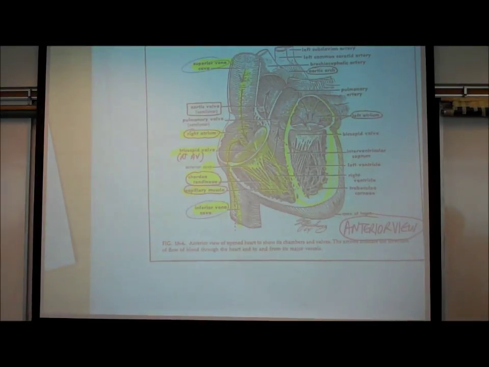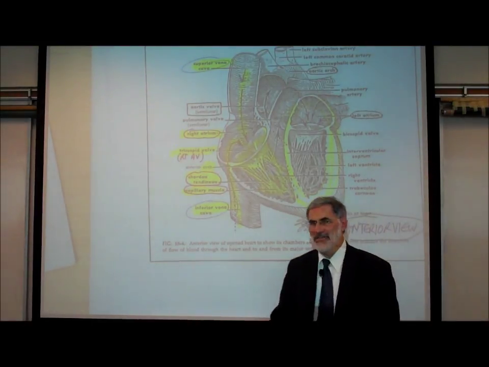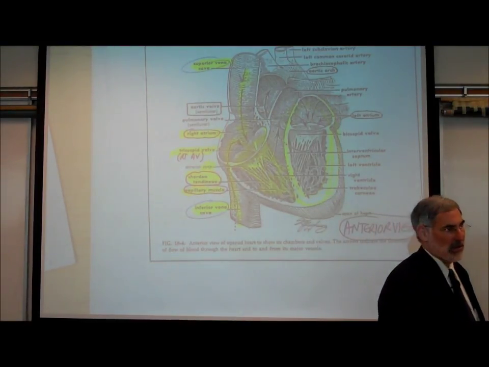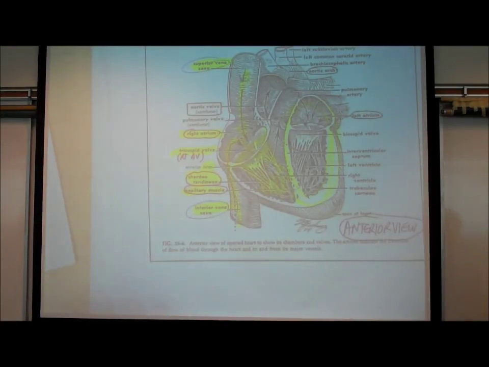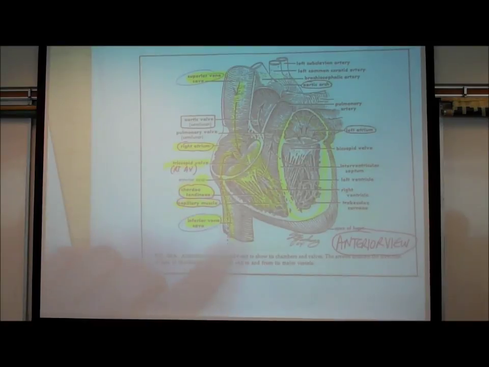Now, I'm just describing the picture. Everything I'm saying, though, is written in your lecture outline, as we're going to see. I'm just describing the picture. We'll show you where it's written in a moment. The blood goes from the right atrium past this tricuspid or right AV valve into the right ventricle.